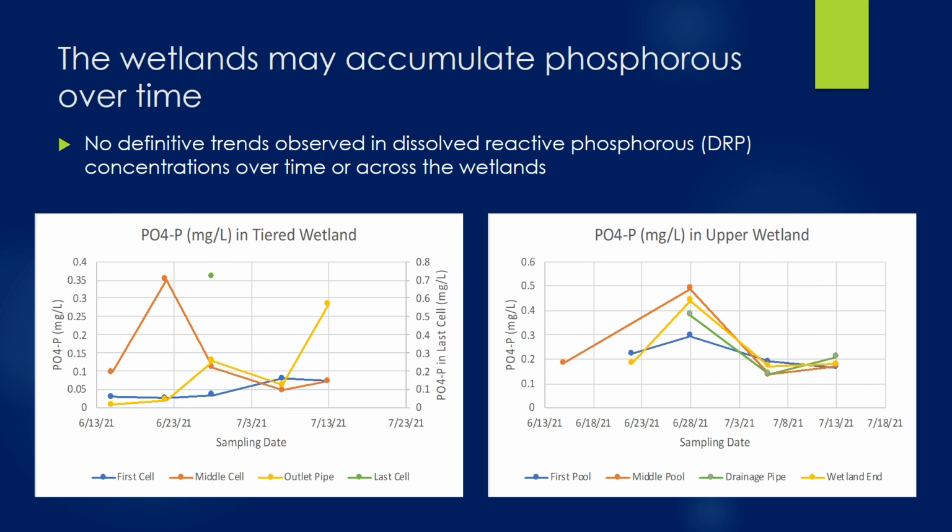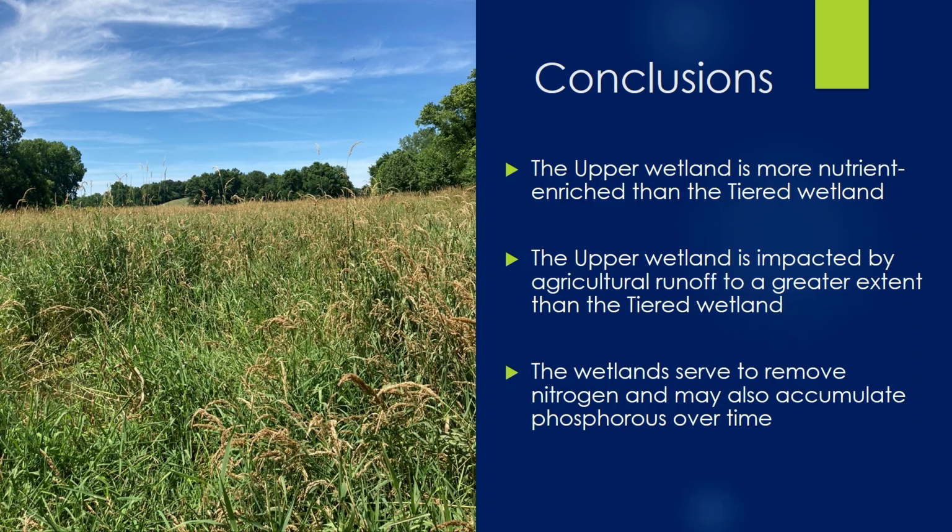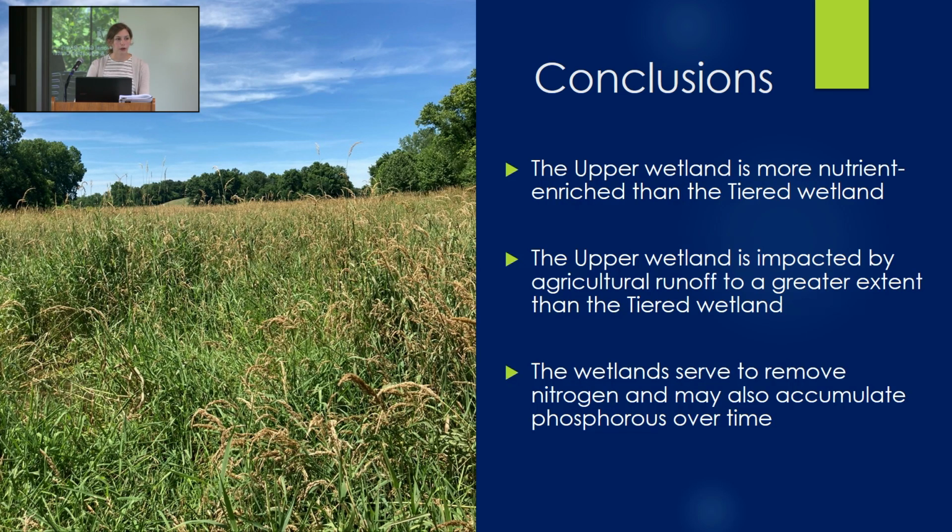And so the wetlands may serve to remove and accumulate phosphorus over time, but we're not able to come to that conclusion with the sampling time frame that we had. And so after this brief investigation into these 2 constructed wetlands, we were able to determine that they do serve to remove nitrogen, but that we're unsure on the ability of these wetlands to remove phosphorus during these months.